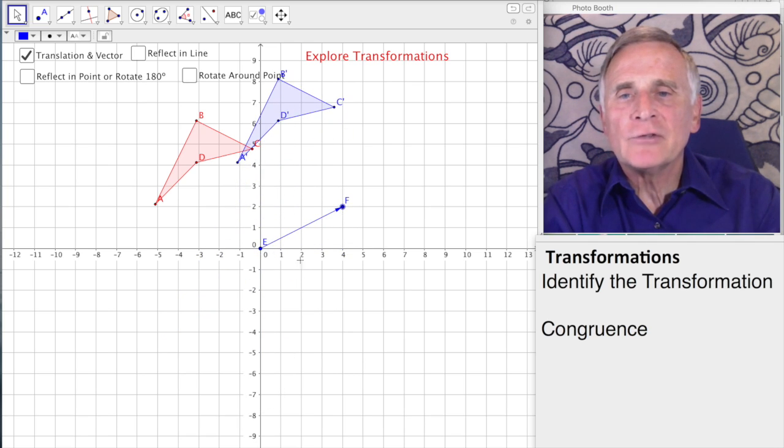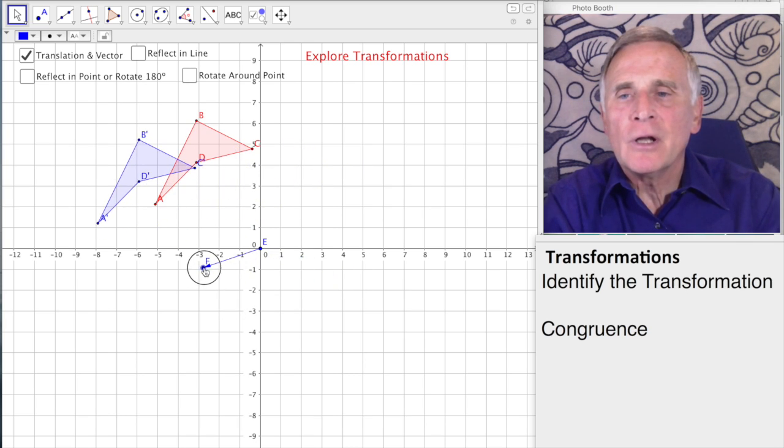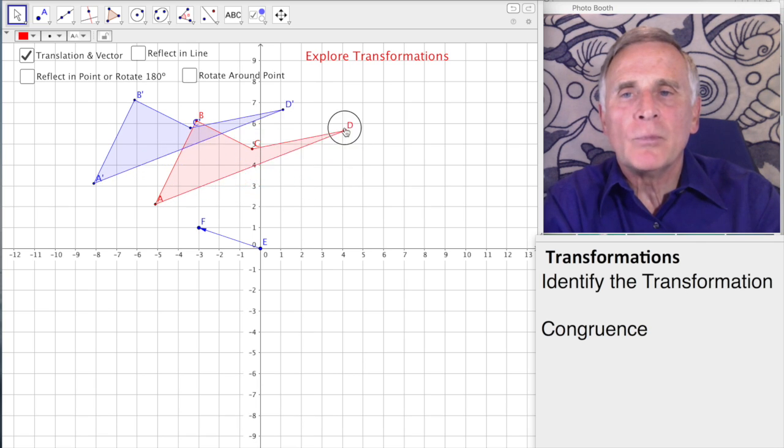This is a translation of 4 to the right and 2 up. This is a translation of 5 to the right and 1 down. This is a translation 3 to the left and 1 down. All right, 3 to the left and 1 up. And remember, our original shape was movable.